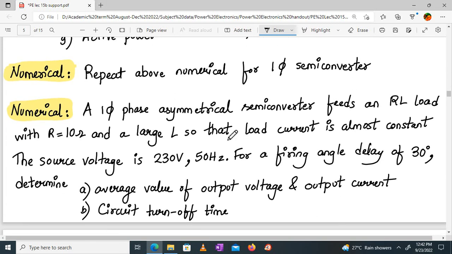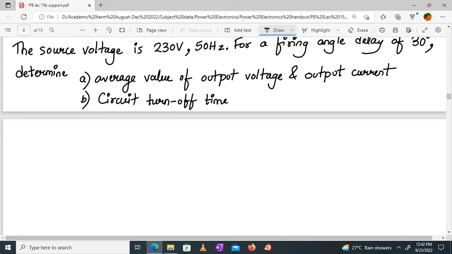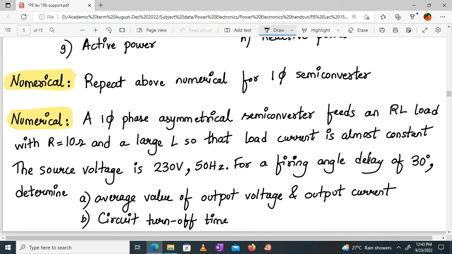Similarly, another asymmetric semi converter. What's the difference between symmetric and asymmetric? Everything is the same, formulas are the same, only the average current flowing through the SCRs is a little different in both of them. Rest everything is the same. So these are all the numericals which can be covered in module number 2 for your upcoming exams.